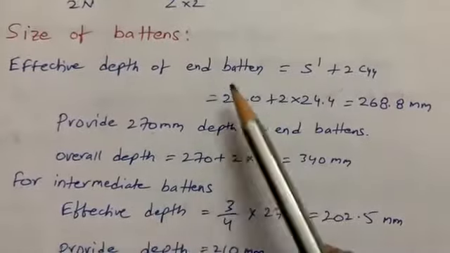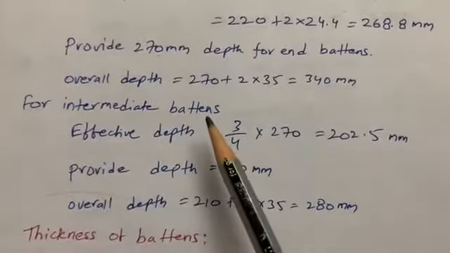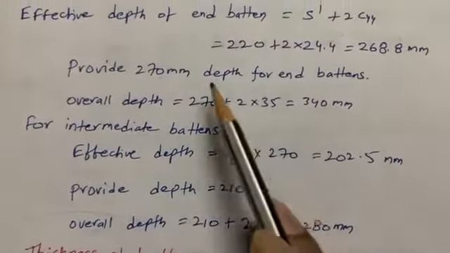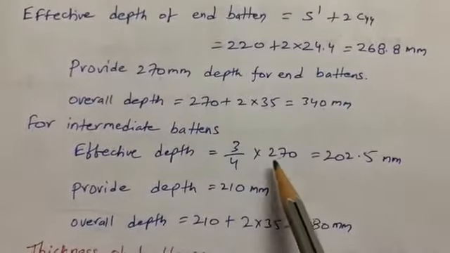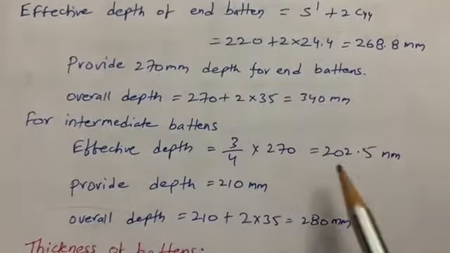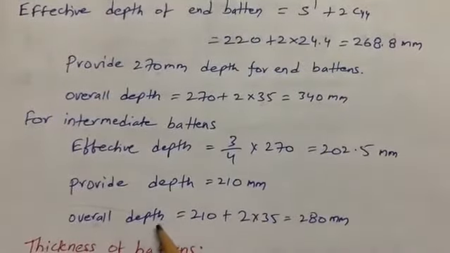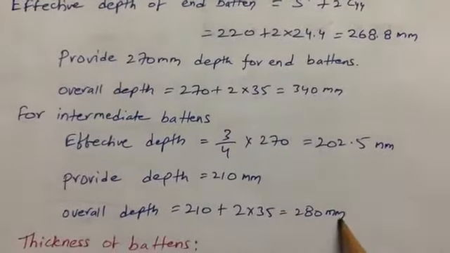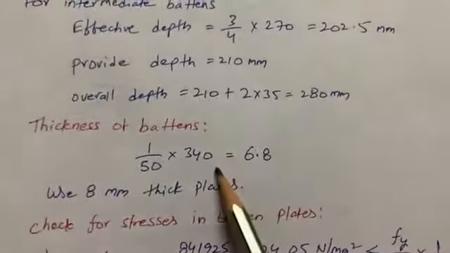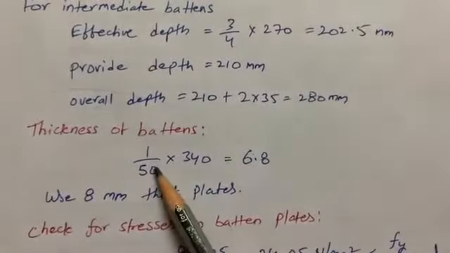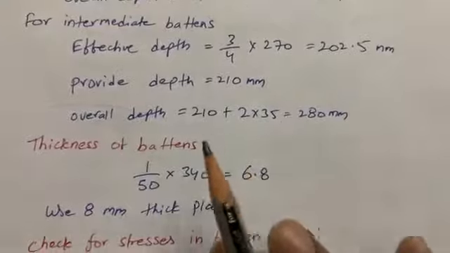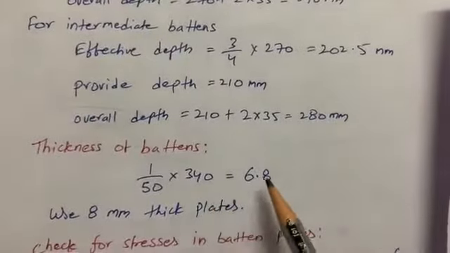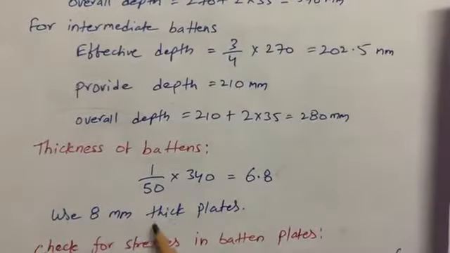Okay, that is for end battens. After that we need to calculate intermediate battens. So the intermediate batten effective depth formula is 3 by 4 times this 270. 270 is the effective depth of the end batten. This is specified by the code. So I got 202.5 mm, I provided 210 mm. After that, overall depth equals the same formula, 210 effective depth plus 2 into gauge distance, that is 280 mm. Next, thickness of the battens. The code specifies 1 by 50th times 340. 340 is the value which we calculated, that is the overall depth. I got 6.8, so I am providing 8 mm thick plates.